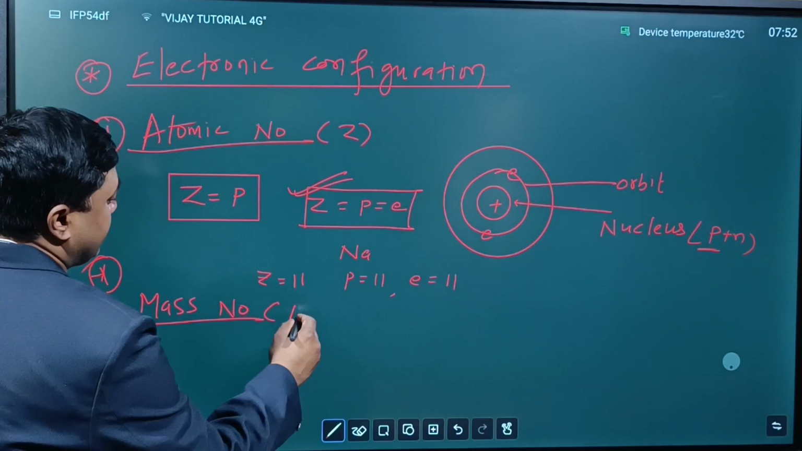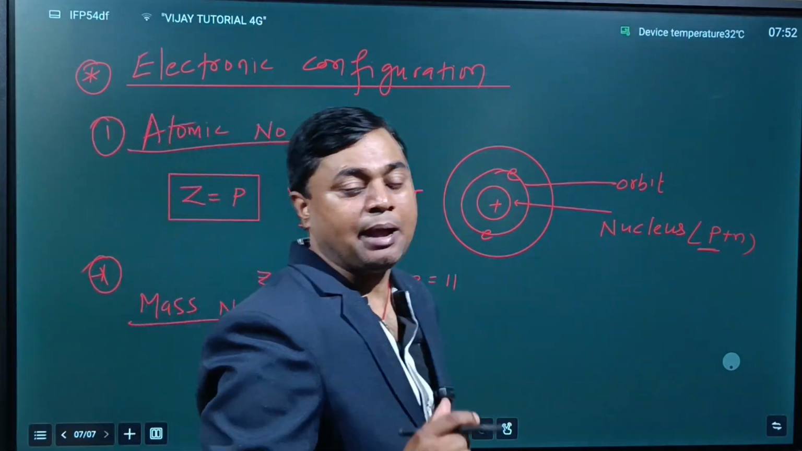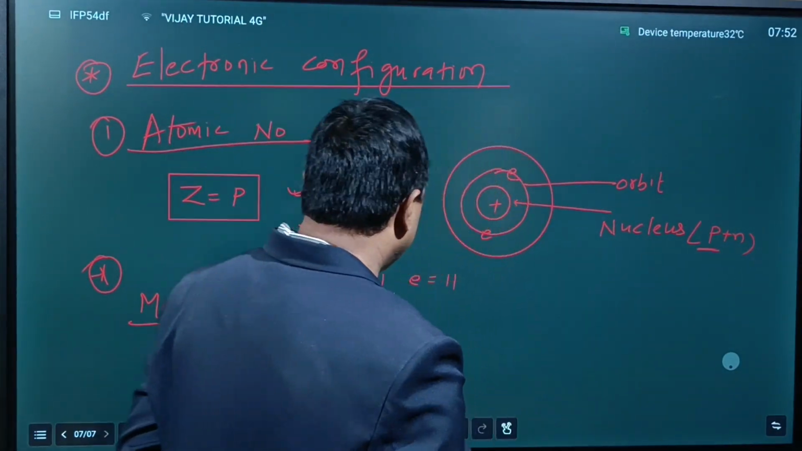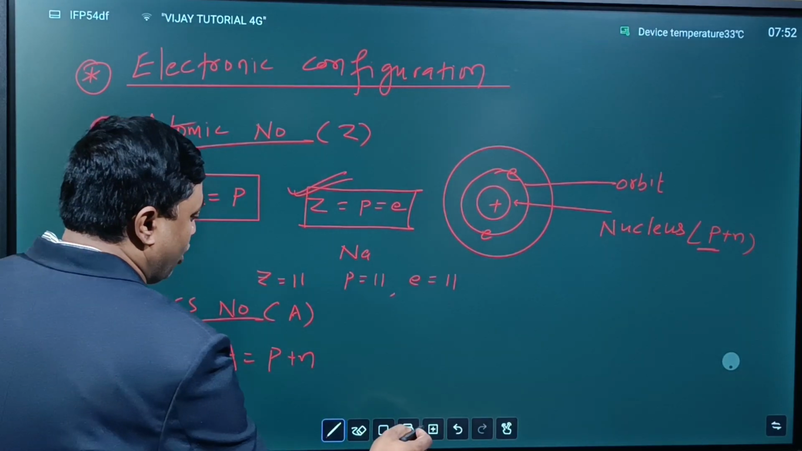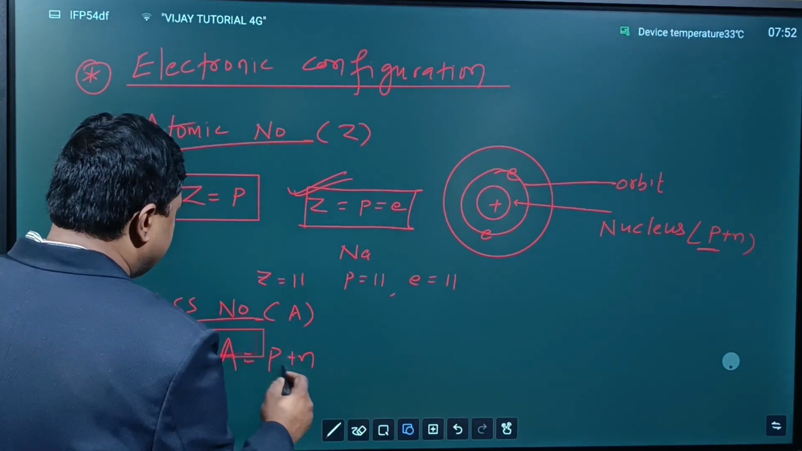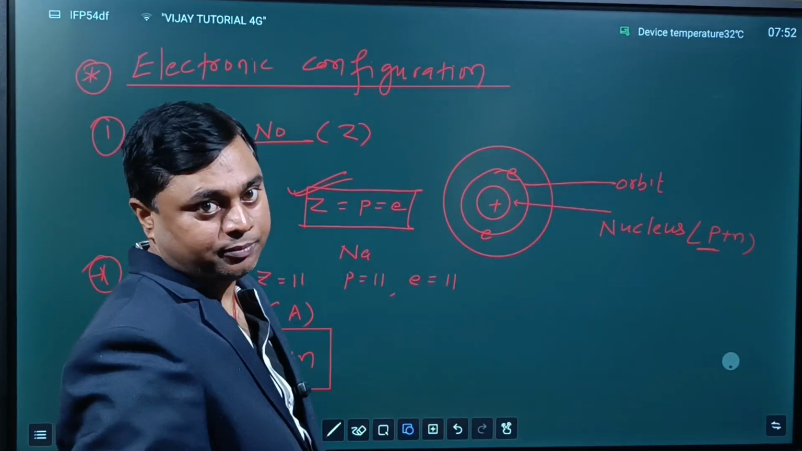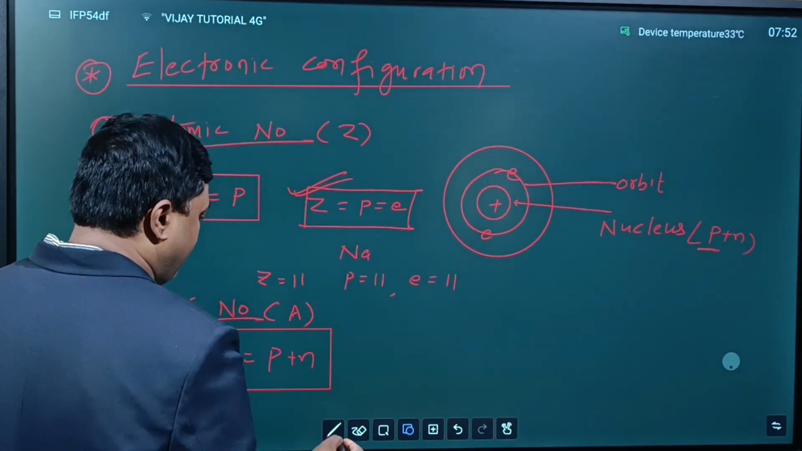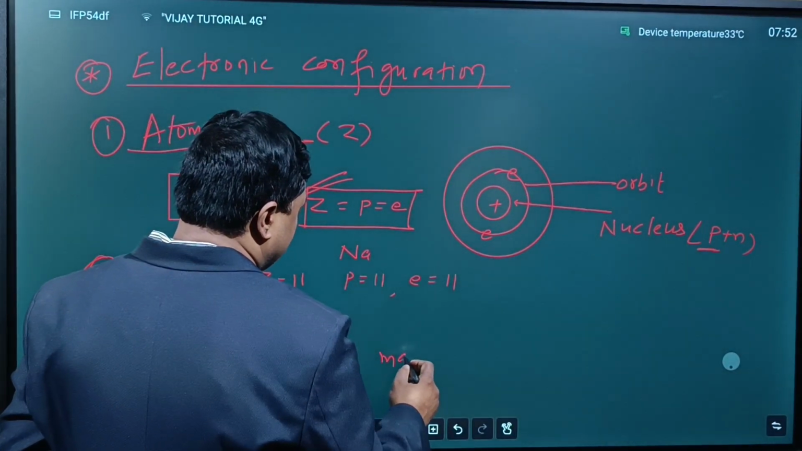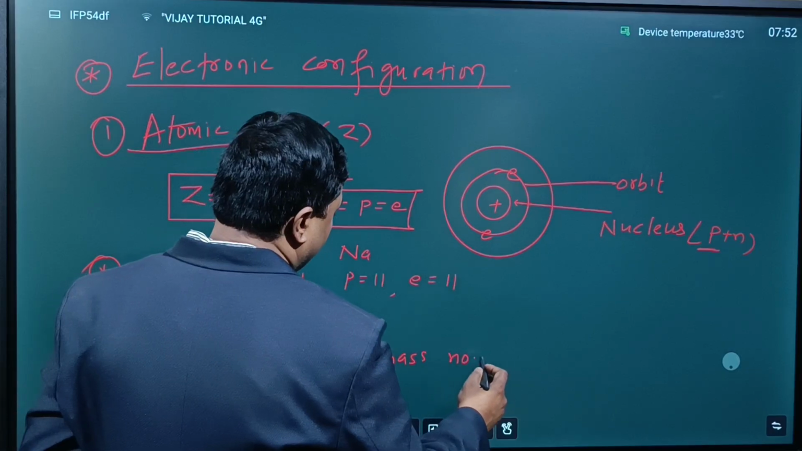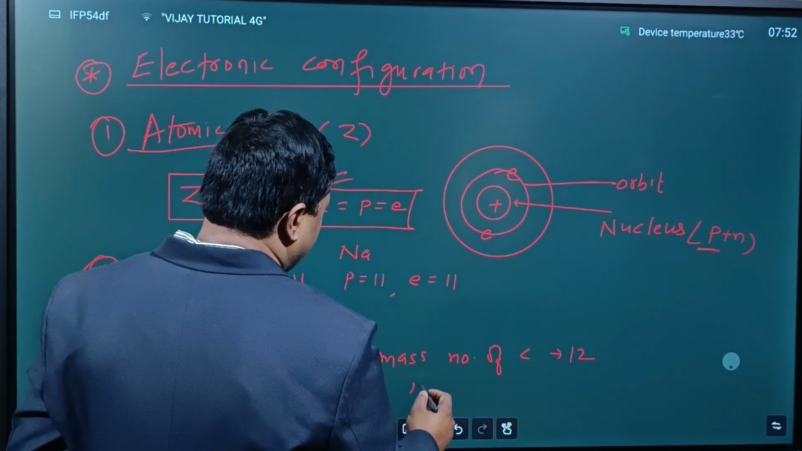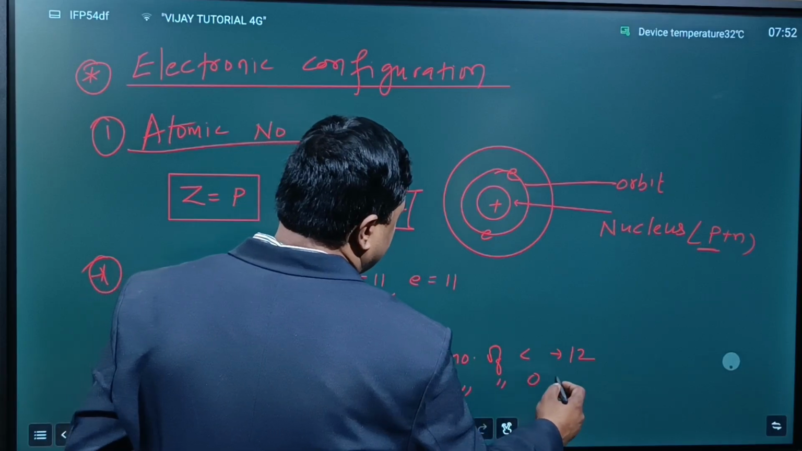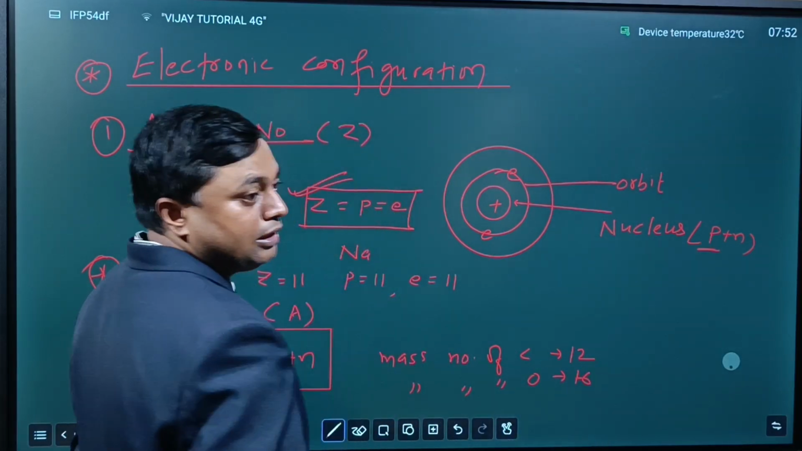Fine. Let's talk about the mass number. Mass number is generally represented as capital A. What is mass number? It is nothing but the sum of protons and neutrons present inside the nucleus of an atom. For example, the mass number of carbon is 12. Similarly, the mass number of oxygen is 16. Is it clear?